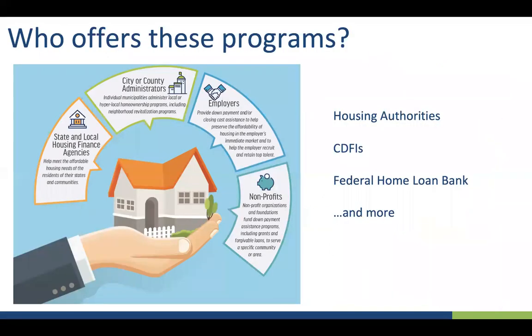Now, I've kind of hinted or touched on most of the entities that offer these programs. On the left here, you've got your state housing finance agency. Again, in New York, that's SONYMA. You've got local housing finance agencies in some markets. You've also got cities and counties, often that get money from HUD. You've got employers in some markets that will offer some sort of down payment or closing cost program as a recruiting or a retention effort. And you've got nonprofits, you've got the Federal Home Loan Bank, you've got community development financial institutions and land trusts and housing authorities and more. That's where these programs come from.